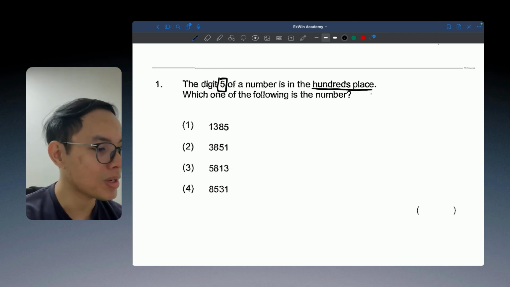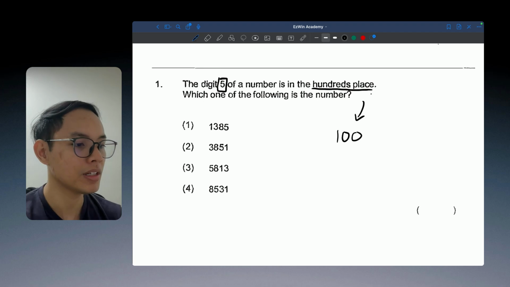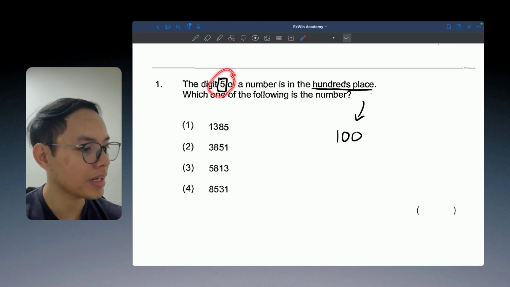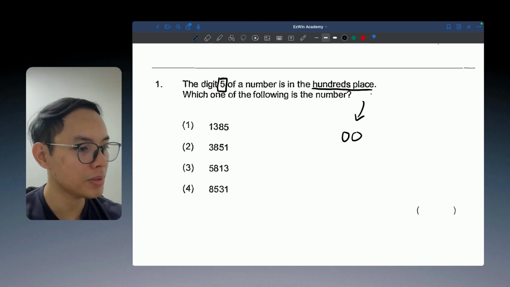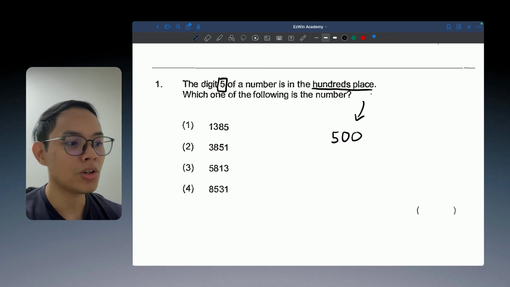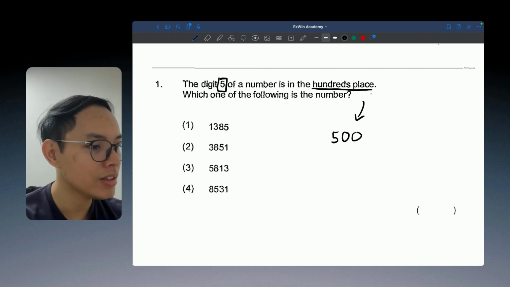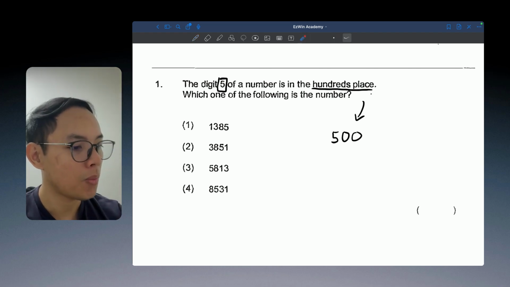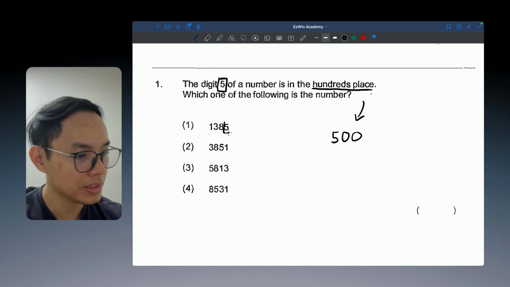So now let's see what hundreds place means. If we were to just say what is 100, if it's 100, it will look something like this, right? So if I have my digit 5 at my hundreds place, how will it look like? If I were to say 500, it will look like this, 500. Okay, so now with this we have a good sense of how our answer should look like. So let's go through one by one. Okay, so the first one is 1385. We know there is this 5 over here, the digit 5.